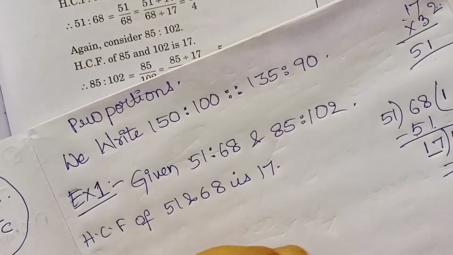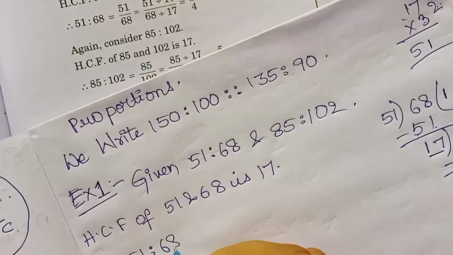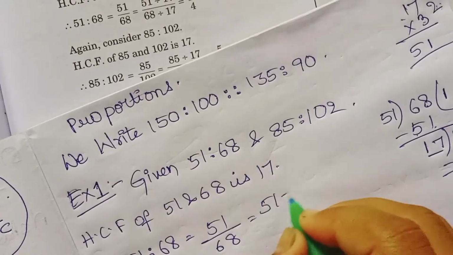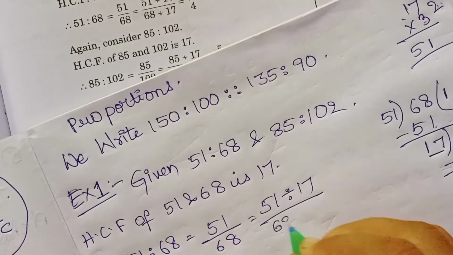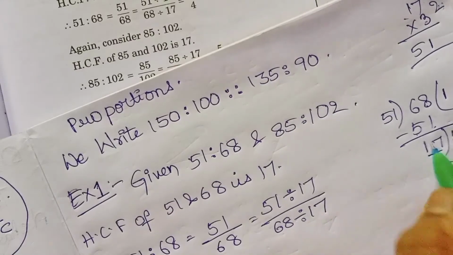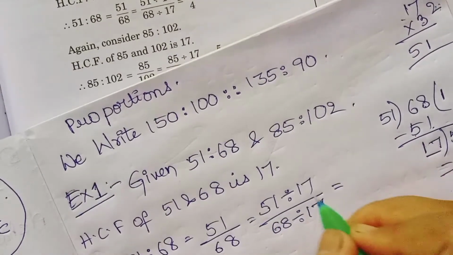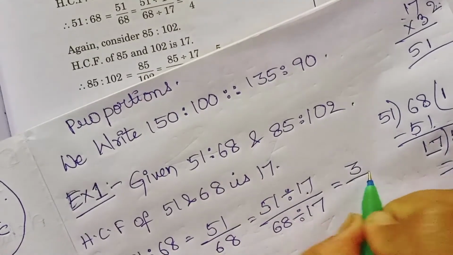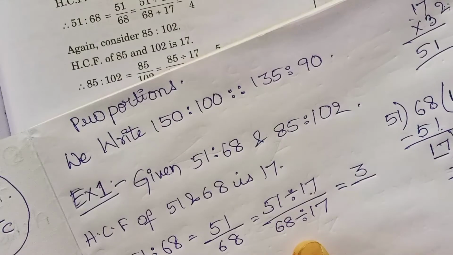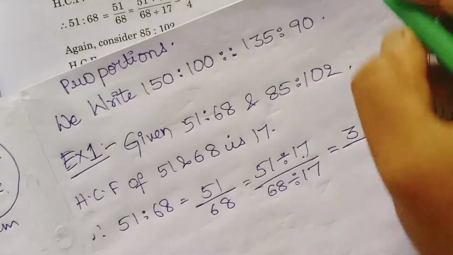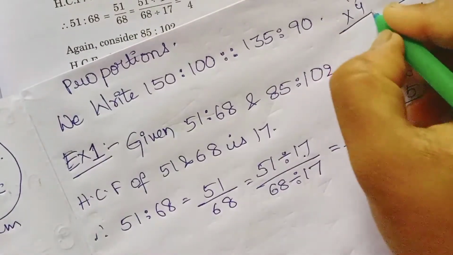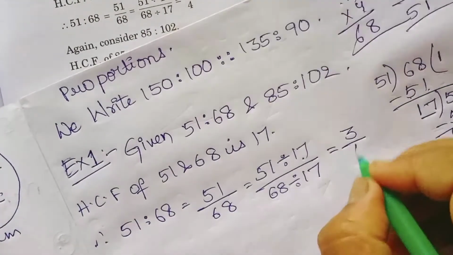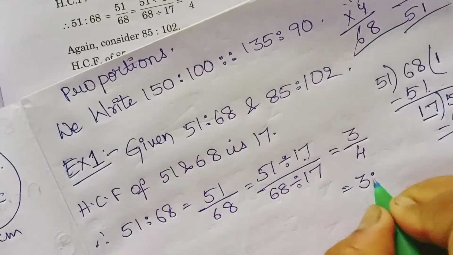Now therefore 51:68 is equal to 51 divided by 68, that is 51 divided by 17 by 68 divided by 17. దీంతో డివైడ్ చేయాలి. 51 టేబుల్లో 17 టేబుల్లో 51 3 times. 17 టేబుల్లో 68. 17 4s 7 4s 28. 4 1s 4 5 6. ఓకే, అంటే 4 times. హియర్ రేషియో 3:4.